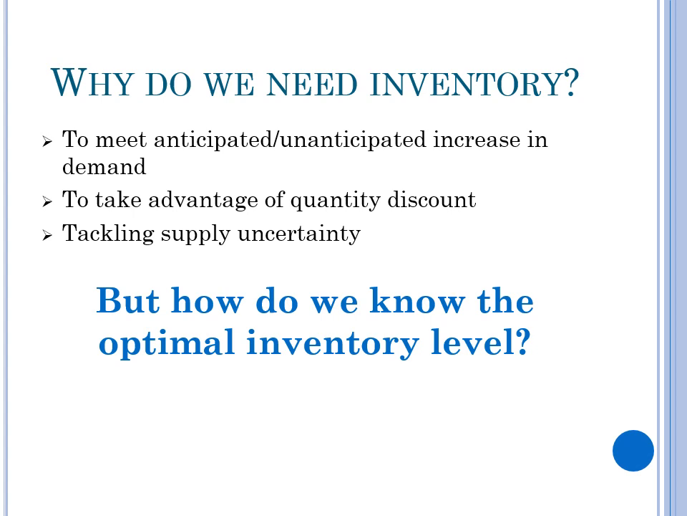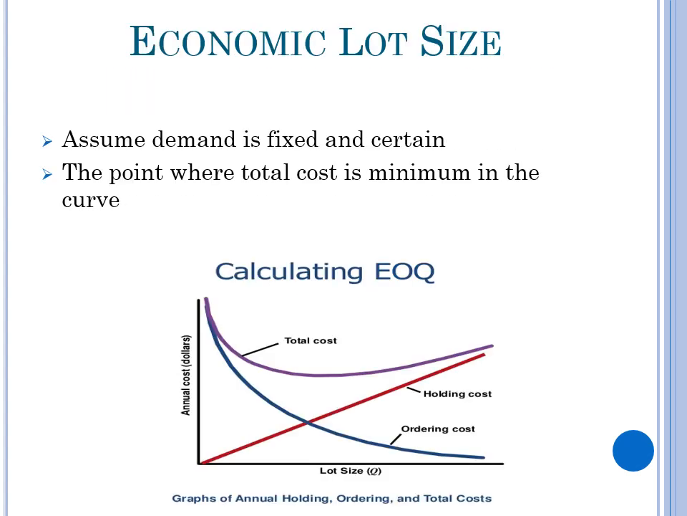Sometimes it can also occur that suppliers are not able to deliver a lot within the specified time. To meet demand in those cases of delay in lead time, which is referred to as supply uncertainty, inventory is necessary. But the question is, how do we know the optimal inventory level? To answer this question, first we will need to discuss the economic lot size model.